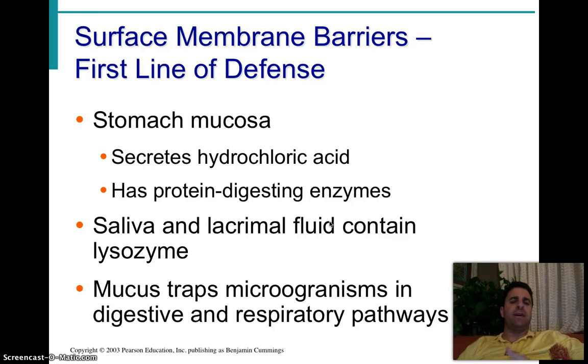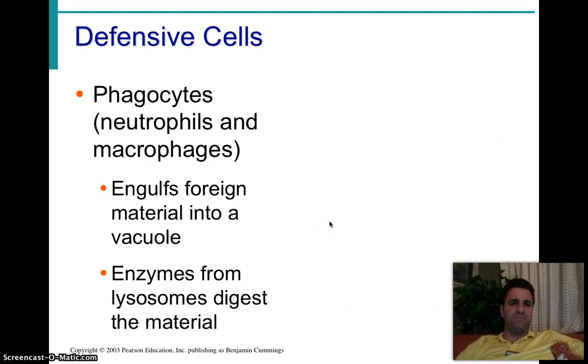Saliva from your mouth and also tears, that's your lacrimal fluid, have an enzyme called lysozyme. That's the enzyme that's found in the organelle lysosomes, and it helps to degrade enzymes and to take apart proteins. And then also the mucus is just thick and goopy and helps to trap things, which is how you make boogers in part in your nose.